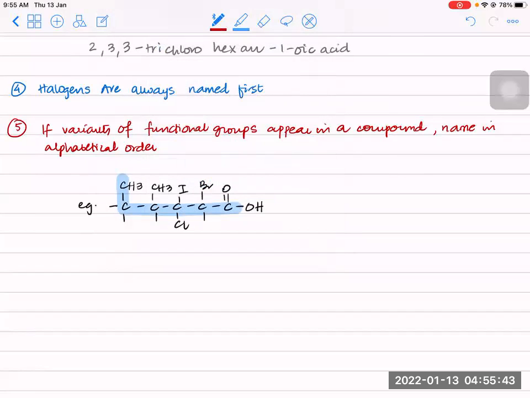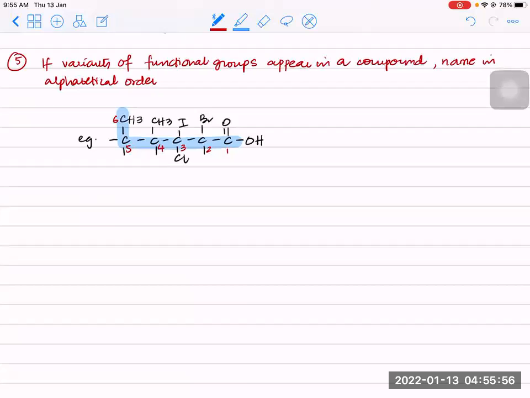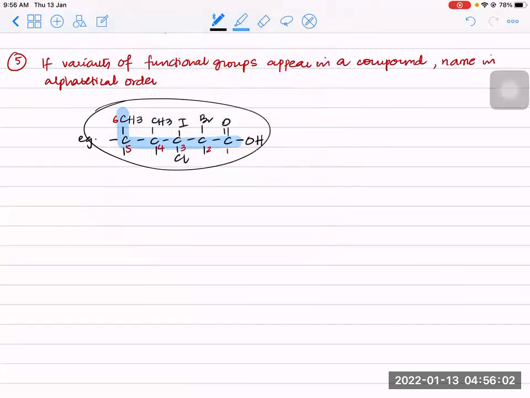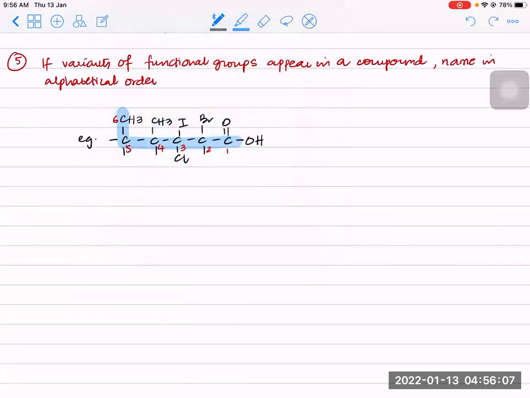Now you will number your carbon atoms such that the most important functional group gets the least number. So carbon 1, 2, 3, 4, 5, 6, because acid is the most important. Now, if you see, you have variants. I told you halogens are always named first. If I ask you, what compound is this? This is an acid. Now, halogens are always named first. So which halogens do we have? We have chloro, bromo, iodo.